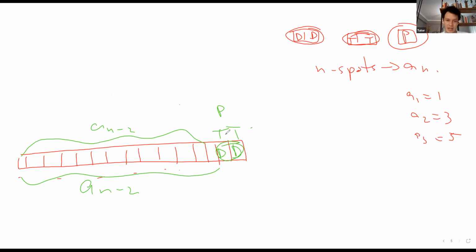So basically, if the last one is a Cadillac or a Continental, there are an minus 2 options. But if it was a Porsche, it's an minus 1. So we get the relationship: if you wanted to compute an, it depends. If the last one's a Porsche, it's going to be an minus 1 options. And if the last one's a Cadillac or a Continental, it's going to be an minus 2 plus an minus 2, right? So the answer is going to be 2 times an minus 2.